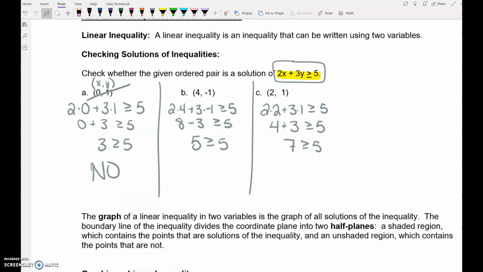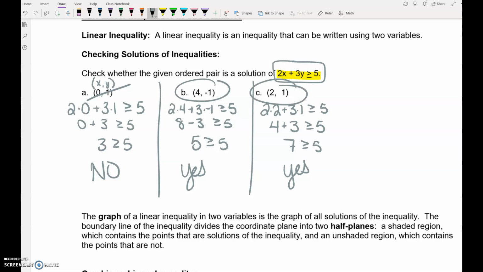For the ordered pair in B, I end up with the statement 5 is greater than or equal to 5. Is 5 greater than or equal to 5? Yes. So this point is a solution to the inequality. And the next one, 7 is greater than or equal to 5. So this point is a solution.